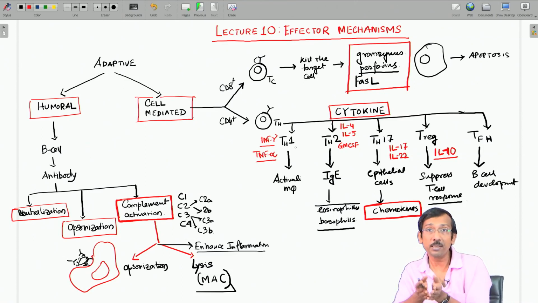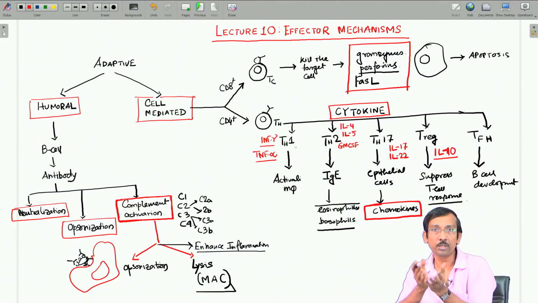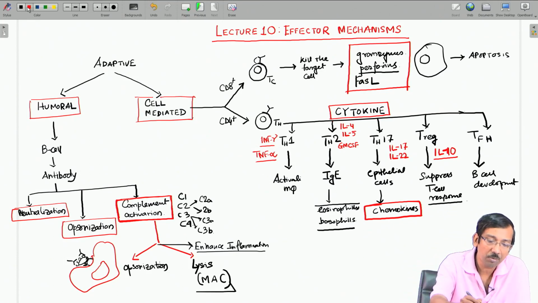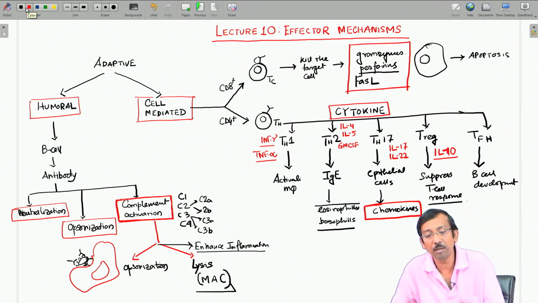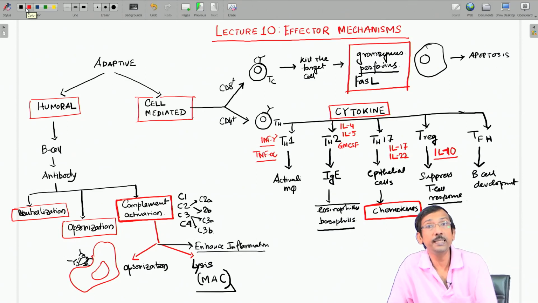We can draw an analogy and say these are the bullets being thrown by the immune system, and the cells are the warriors, the army men of the immune system. And then you have more effector molecules. So these are the primary effector molecules that are involved mostly in the adaptive part of the immunity, as well as in the innate part.